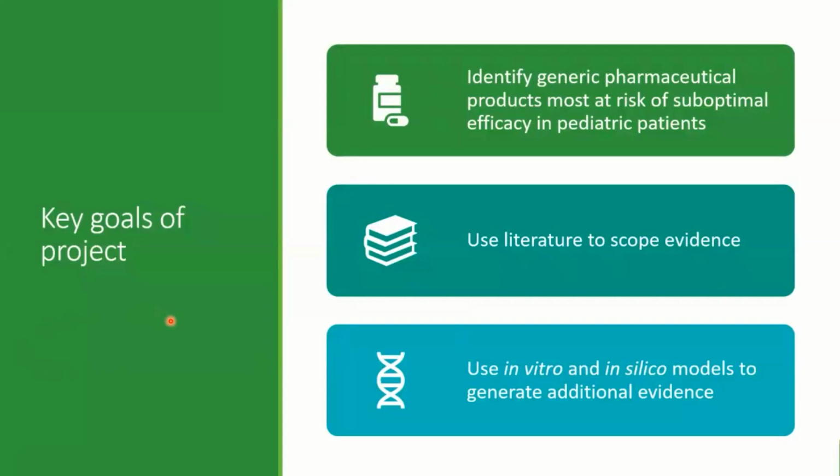A project was set up jointly between myself as an academic and the FDA with the key goal of identifying generic pharmaceutical products most at risk of suboptimal therapy in paediatric patients. To do this, we used literature to scope the evidence and then used some in vitro and in silico models to really understand the risks. And it's that final part I'm going to focus on today.